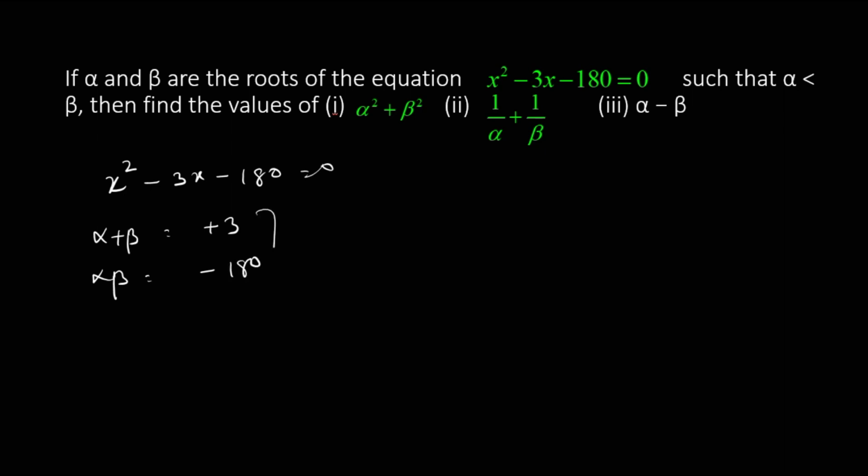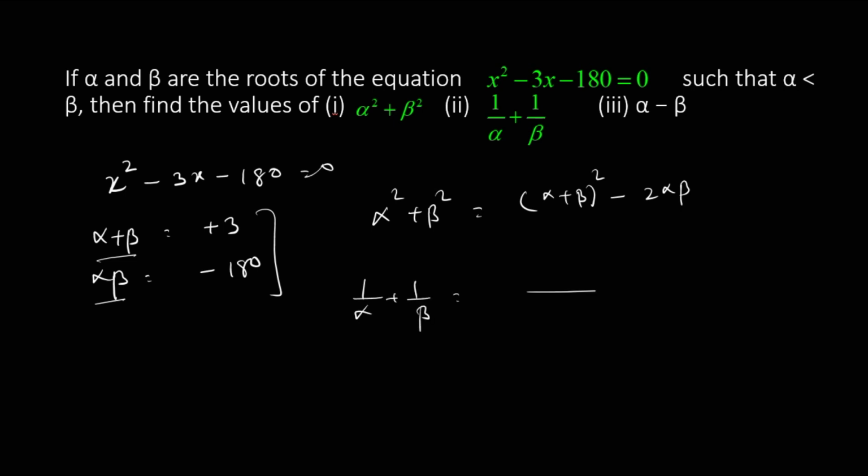So you have these values, and you have to find the value of alpha square plus beta square. For this you can write alpha plus beta to the power 2 minus 2 alpha beta. Now you have the value of alpha plus beta and alpha into beta, so putting these values you can find alpha square plus beta square. Second is 1 over alpha plus 1 over beta. Write this as alpha beta in the denominator and in the numerator beta plus alpha, giving alpha plus beta over alpha beta. Put in the values and you get the value of 1 over alpha plus 1 over beta.